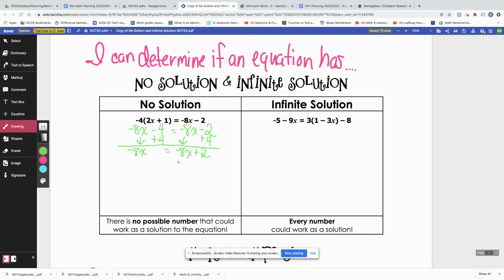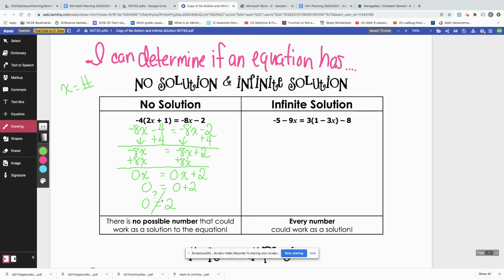Okay, so continuing on, I want to get a variable equal to a constant, or equal to a number. So I'm going to add 8x to both sides. When I do that, I notice that -8x plus 8x yields 0 times x, or 0x algebraically. Well, we know that 0 times anything is 0. So 0 equals 0 plus 2. Does 0 equal 2? No, 0 does not equal 2.